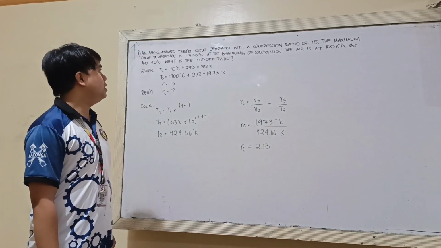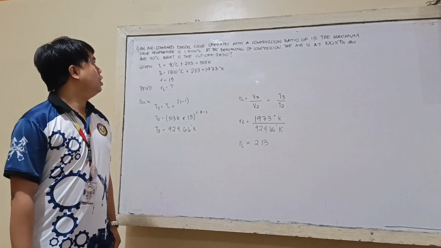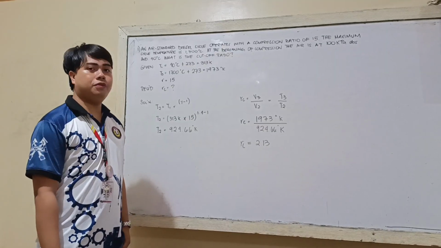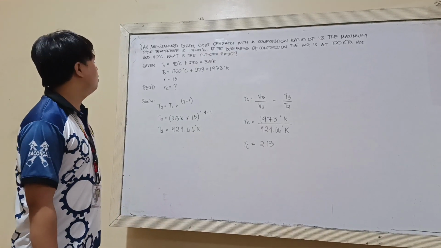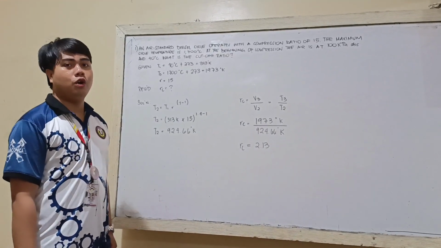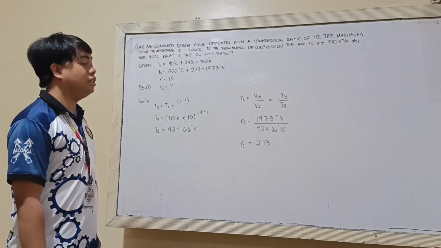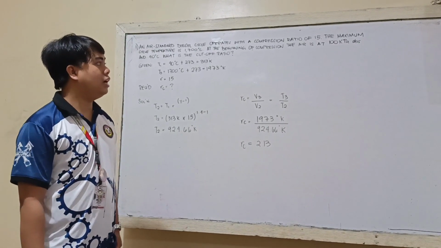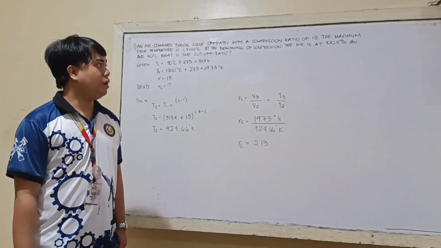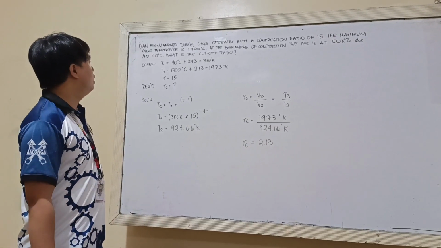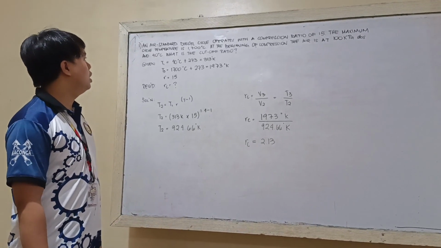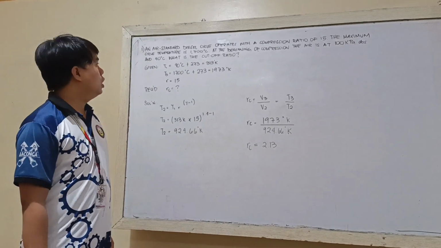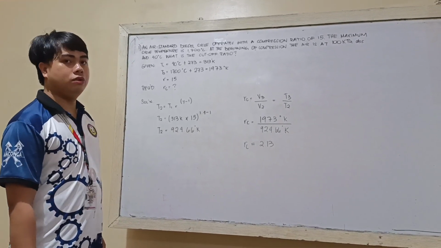An air standard diesel cycle operates with a compression ratio of 15. The maximum cycle temperature is 1700 degrees Celsius. At the beginning of compression, the air is at 100 kPa and 40 degrees C. The problem is, what is the cutoff ratio?